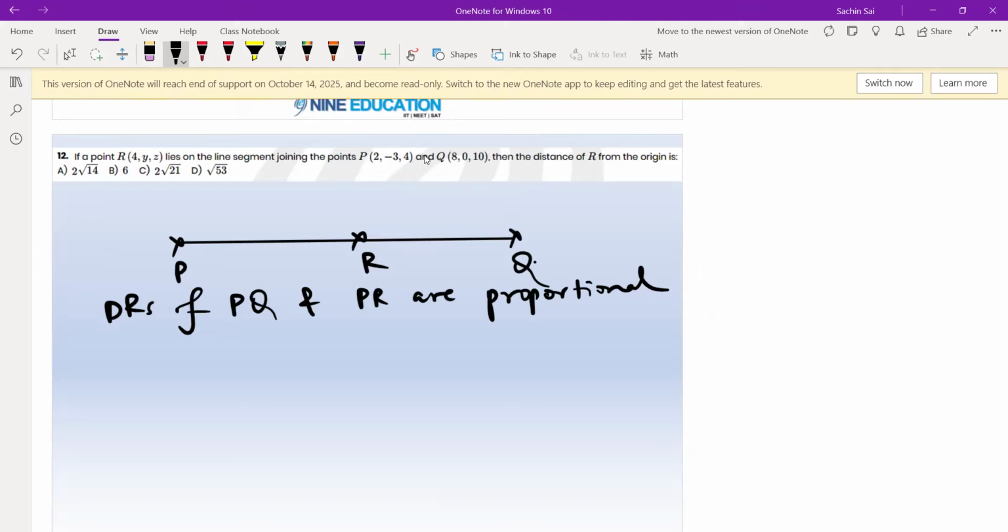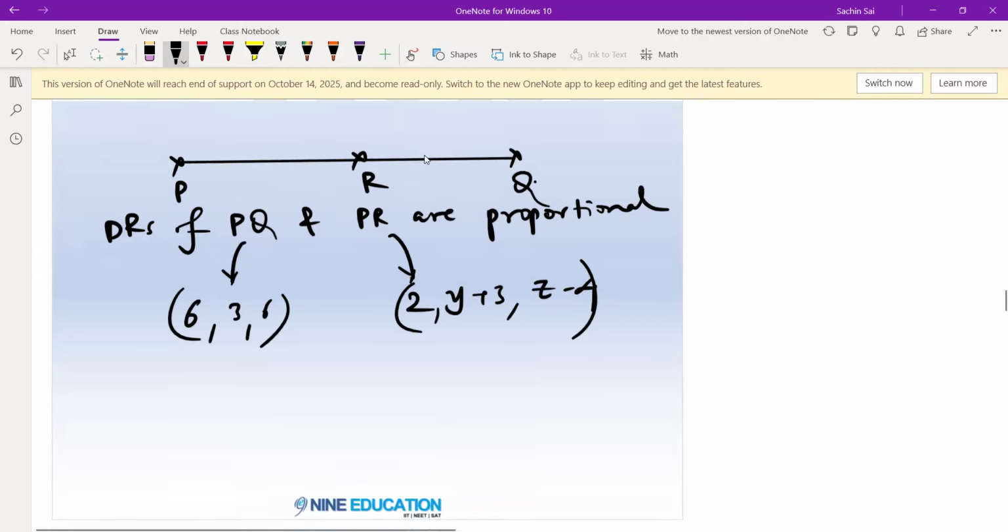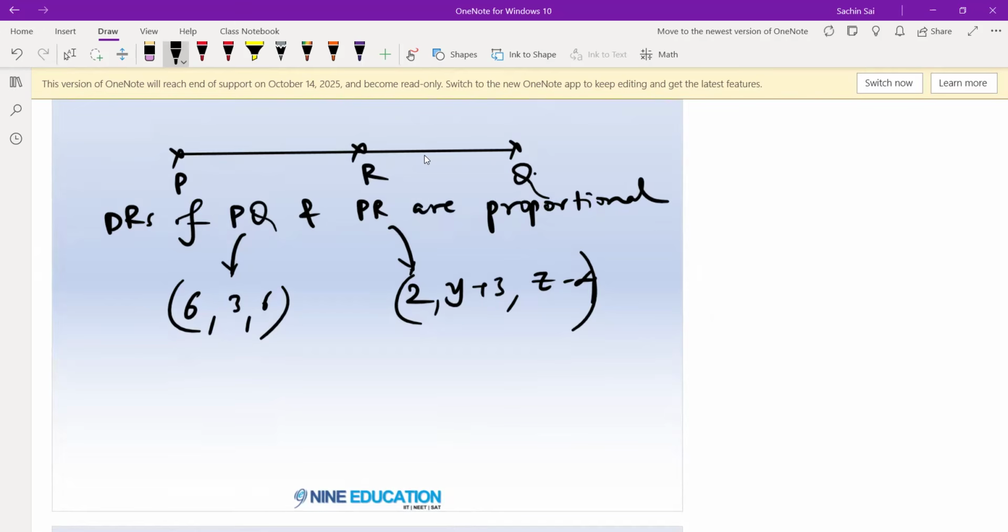So what are the direction ratios of PQ? That I can write as 6, 3, 6, that is x2 minus x1, y2 minus y1, z2 minus z1. And what are the direction ratios of PR? PR would be 2, y plus 3, z minus 4, right? So now these two sets of DRs must be proportional, right? So you get 6 by 2 equals 3 by y plus 3 equals 6 by z minus 4. And once you solve this, you will get the values of y and z, and then you can calculate the distance of R from the origin, right?